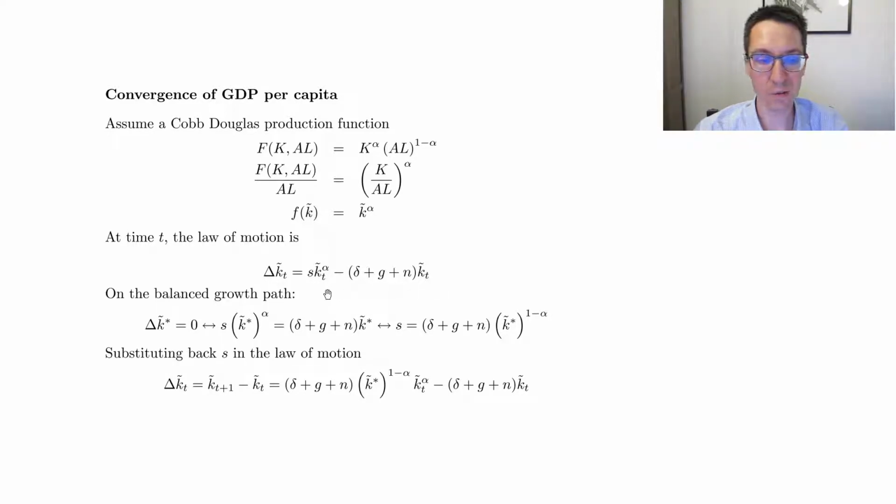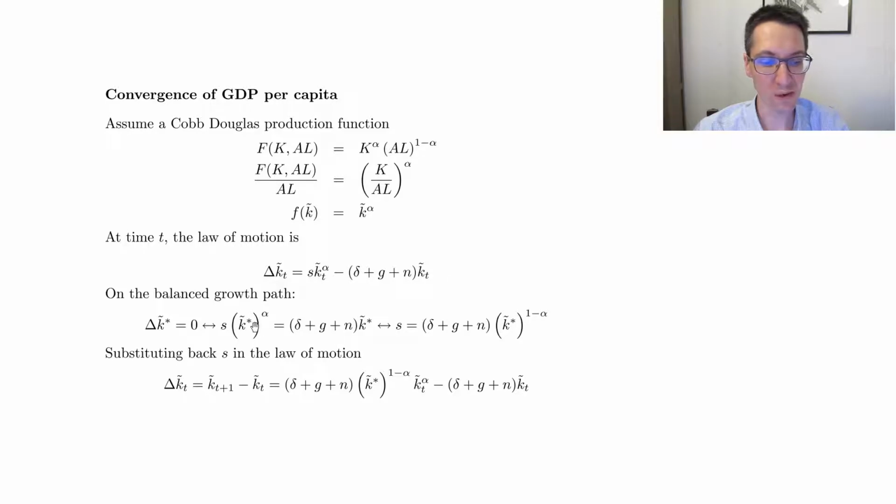Now, what we're going to want to do is find an expression of GDP per capita growth without savings. So to do that, let's substitute savings with an expression of k tilde at the steady state. So to do that, we know that delta k tilde star at the steady state is 0. So then we can write down our expression: s k tilde star to the alpha equals delta plus g plus n times k tilde star.